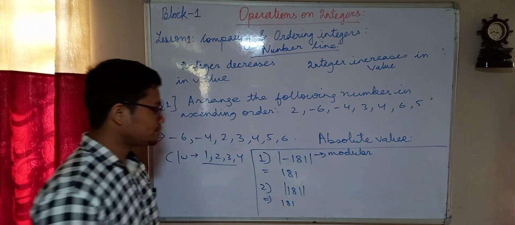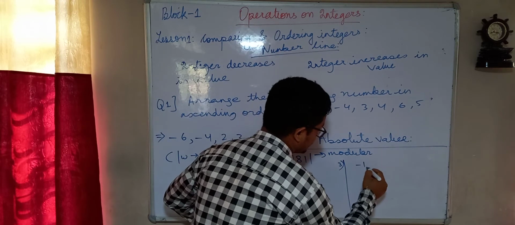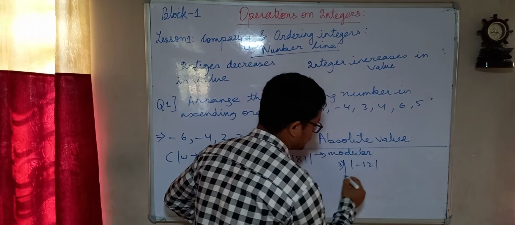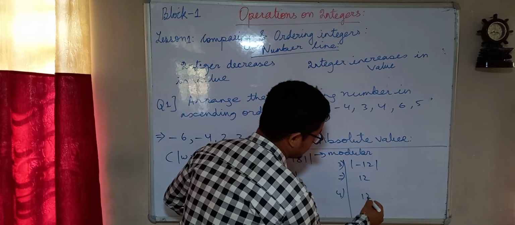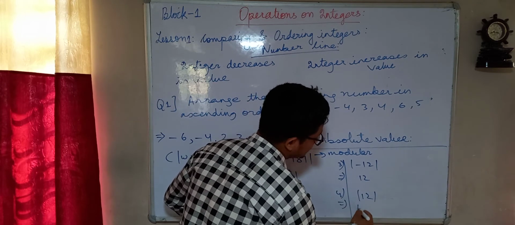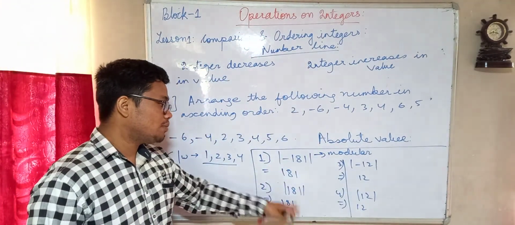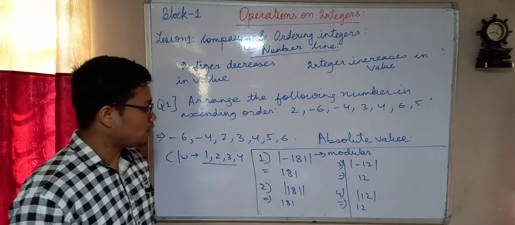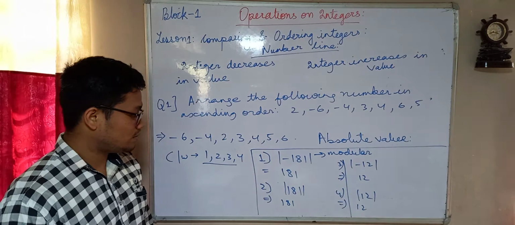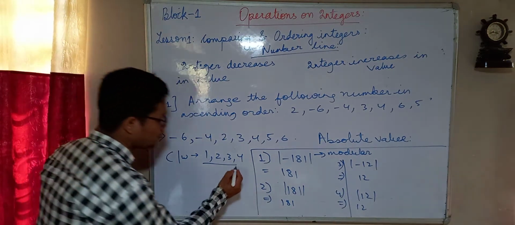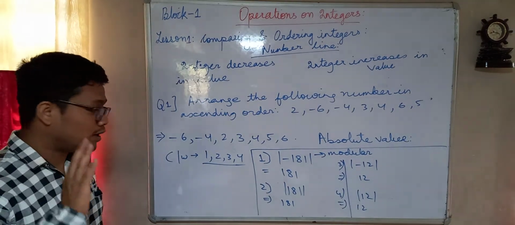Okay, children. Let me give you one more example. Question number 3. If I say minus 12, minus 12 will turn into 12, and if it is just positive 12, then it will still remain 12 only. That means absolute value gives us the positive value of any negative or positive integer. Very simple. This is how you can now do question number 4 also.